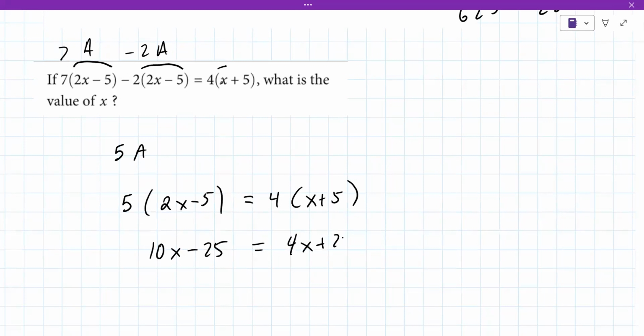Okay, and so from here, I'm gonna subtract 4x to get 6x equals 45. 45 divided by 6, they're both divisible by 3, ends up being 15 over 2. Okay, that makes more sense.